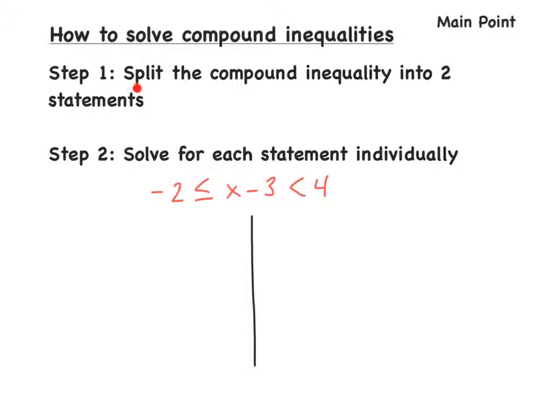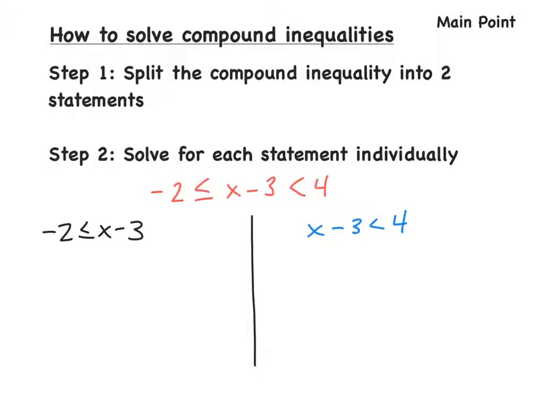Step 1. Split the compound inequality into two statements. That's why I have this line here. So if we split it up, negative 2 is less than or equal to x minus 3. That is the first part of the compound inequality. Second part, x minus 3 is less than 4.